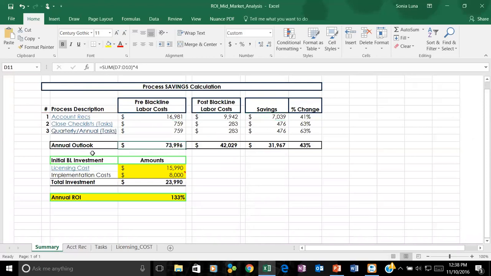Now, you'll see here the annual outlook. You'll see it's multiplied by 4. All I did is I took the sum of these monthly saving items and multiplied it by 4. The difference between our tasks ROI calculation is this. When I looked at the ROI models that BlackLine provided, they would lump tasks as if they were all equal to each other. In the mid-market, we noticed that monthly tasks take up a certain amount of time.